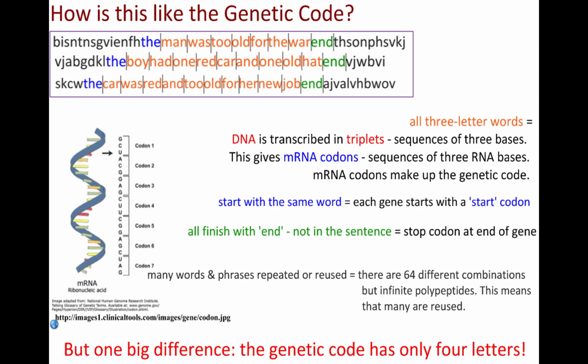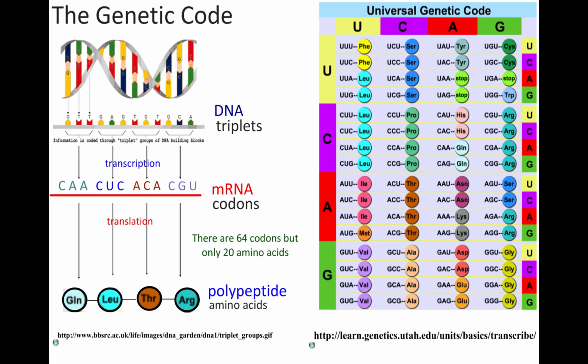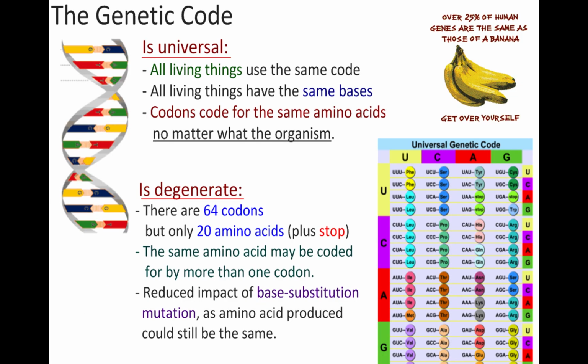But there is one big difference. The genetic code has only 4 letters. So how do we do that? We know that it is a combination of 4 times 4 times 4 to produce 64 codons, as you can see over here, the genetic code.